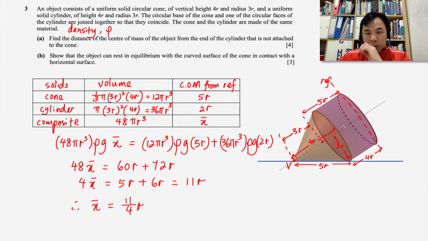Because 2 is around here, therefore the 2 in this case, 11 over 4r, should be located somewhere here, and then this is where the center of mass for the entire composite body or composite solid is located. So I can label that, if you like, as G. And there you go, that is the center of mass for the composite body.